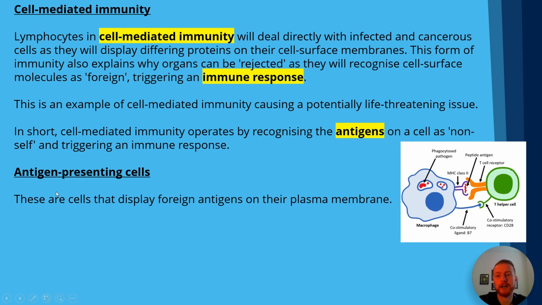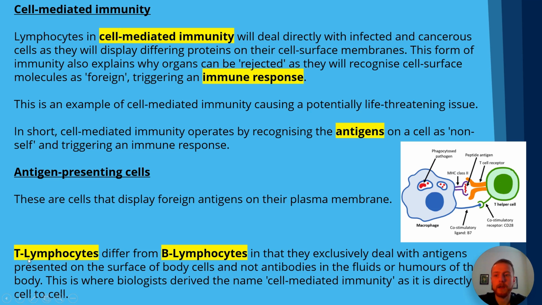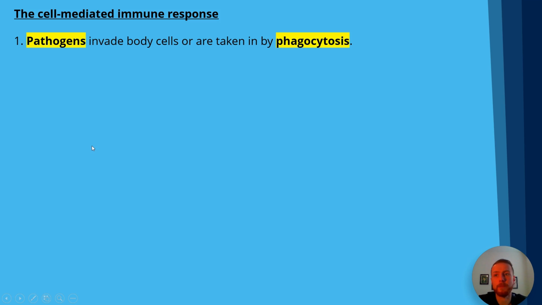Now, antigen-presenting cells are cells that display foreign antigens on their plasma membrane. T lymphocytes differ from B lymphocytes in that they exclusively deal with antigens presented on the surface of body cells and not antibodies in the fluids or humours of the body. This is where biologists derive the name cell-mediated, because it directly goes from cell to cell, as we can see in the diagram here.